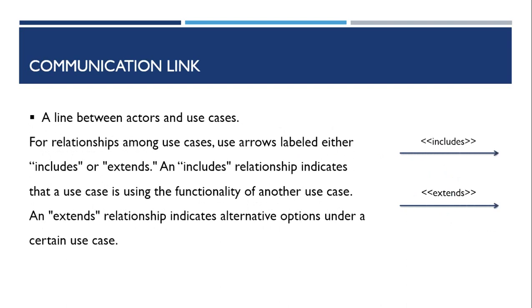The last symbol or notation used in the use case diagram is communication link. It is a line between actors and use cases. For relationships among use cases, we use arrows that can be labeled as includes or extends. An includes relationship indicates that a use case is using the functionality of another use case. I'll explain later with an example as well. And an extends relationship indicates alternative options under a certain use case.